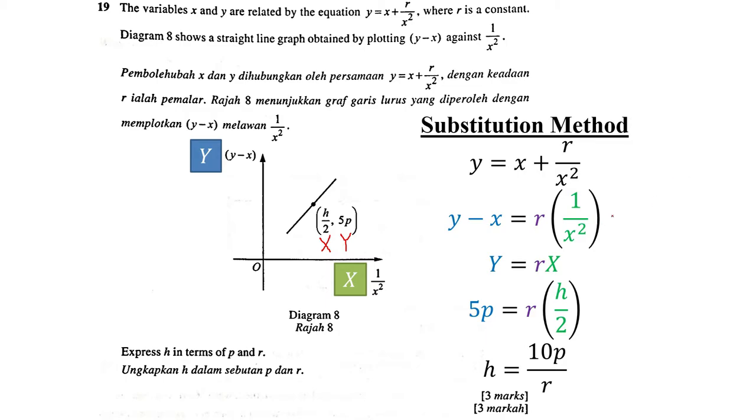For those who use this method, 1 mark is given to the linear form, 1 mark is given when you substitute the coordinate in the linear form, and 1 mark is for the final answer.